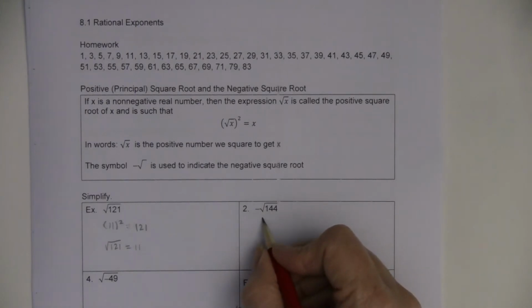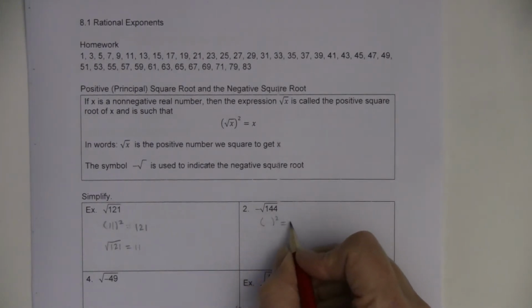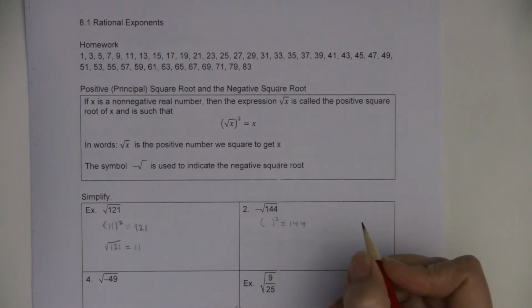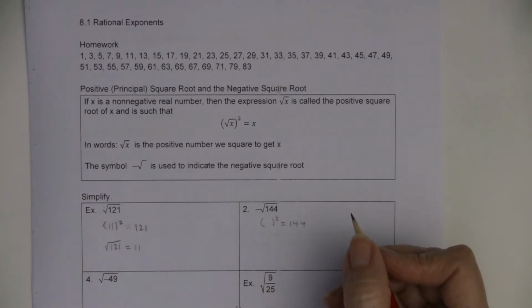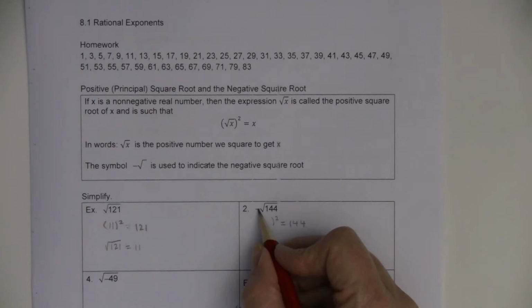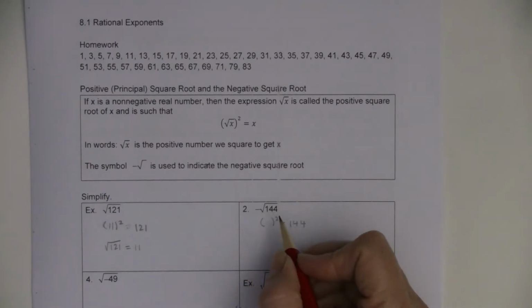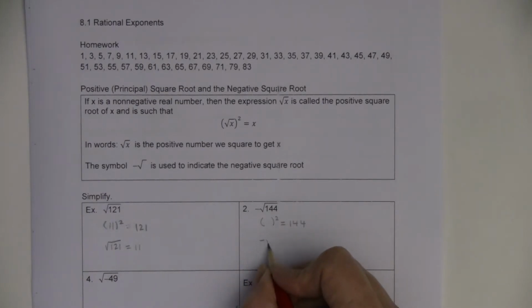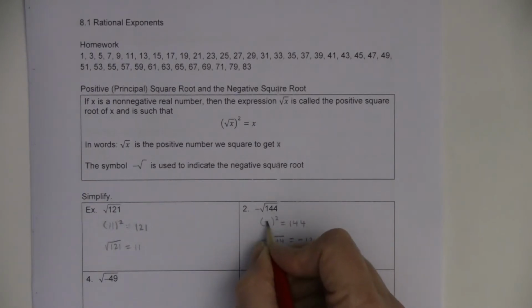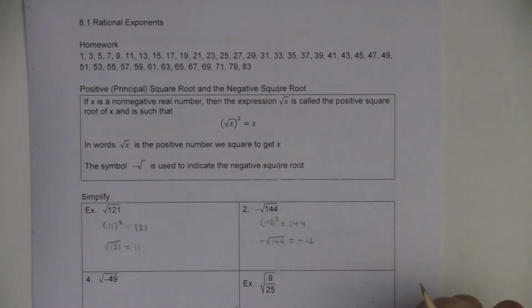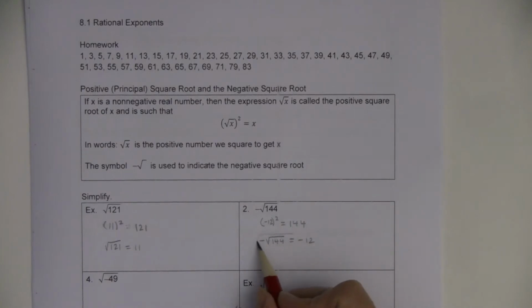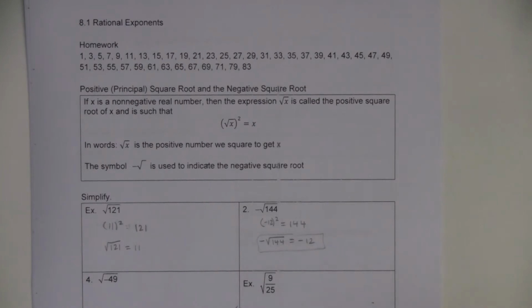Here they're saying, okay, what, when I square it, gives 144? There are two things: 12 and negative 12. Because they've used the negative root, that's the symbol for the negative square root, the answer here is negative 12. Negative 12 squared is 144, so this is our answer. Of course, in the back of the book, on number 2, they just have negative 12 as the answer.